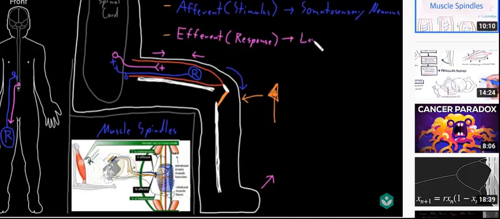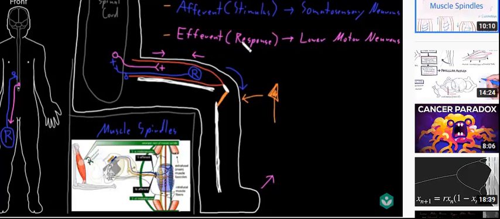Lower motor neurons. And for the muscle stretch reflex, the lower motor neurons make up the efferent part of the reflex that causes the response of contraction of the muscle that was stretched.